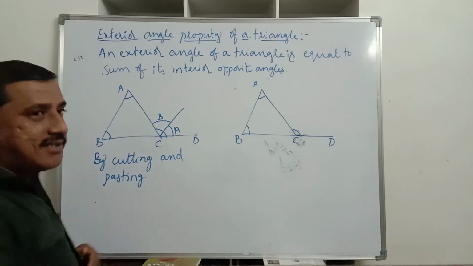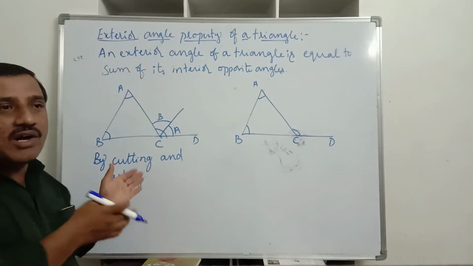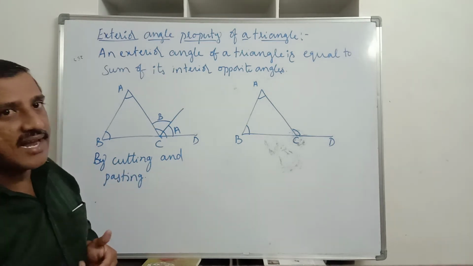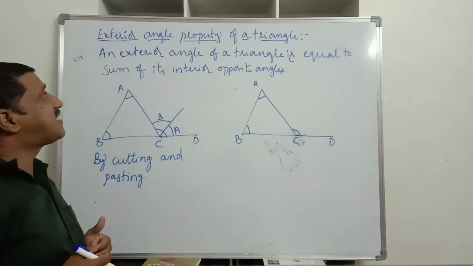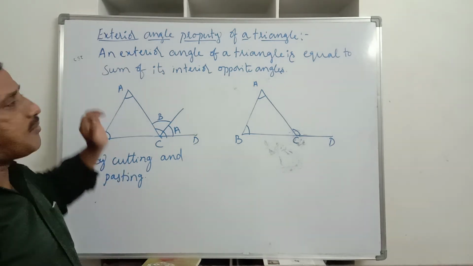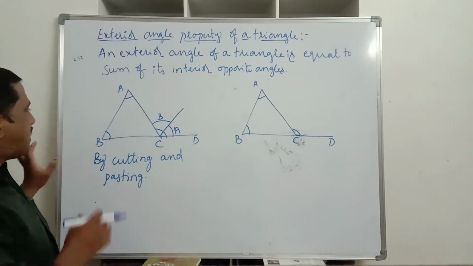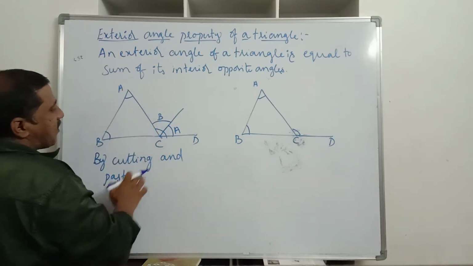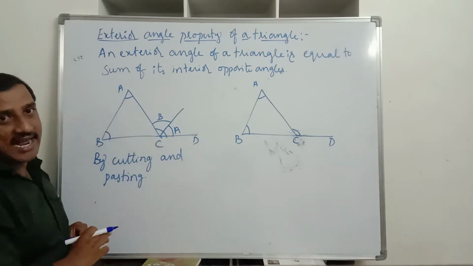Now we will discuss the exterior angle property of a triangle. So far we discussed what the exterior angle of a triangle is. Now what is the property related to that exterior angle? That property is known as the exterior angle property of a triangle. So you see the figure, triangle ABC. When BC is extended, we get angle ACD as the exterior angle.